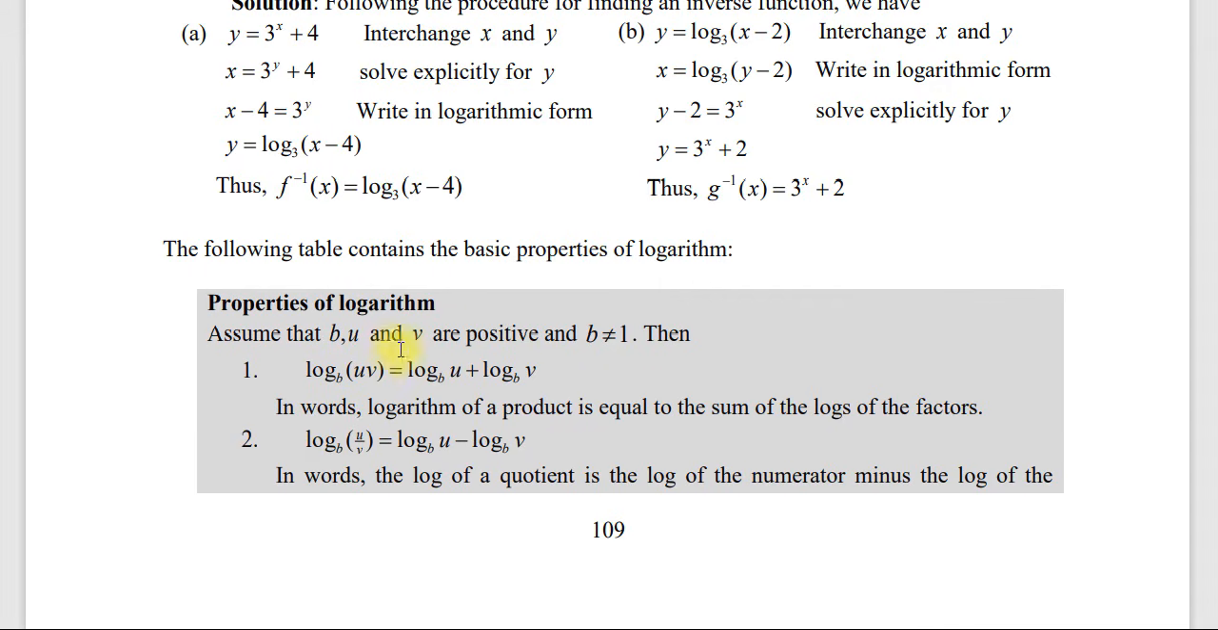Assume that b, u and v are positive and b differs from 1. Then log uv in base b means, by multiplying u and v, log u in base b plus log v in base b.